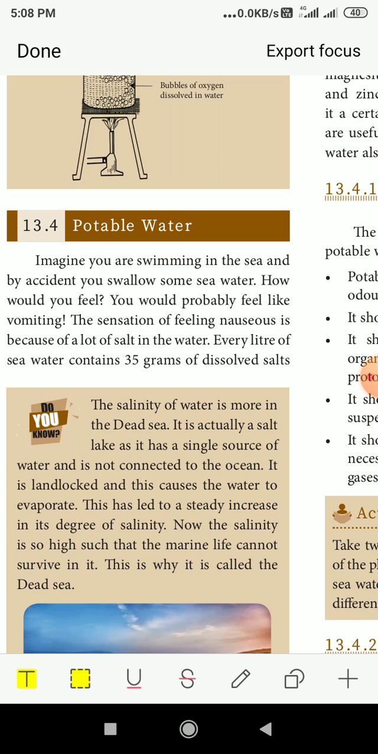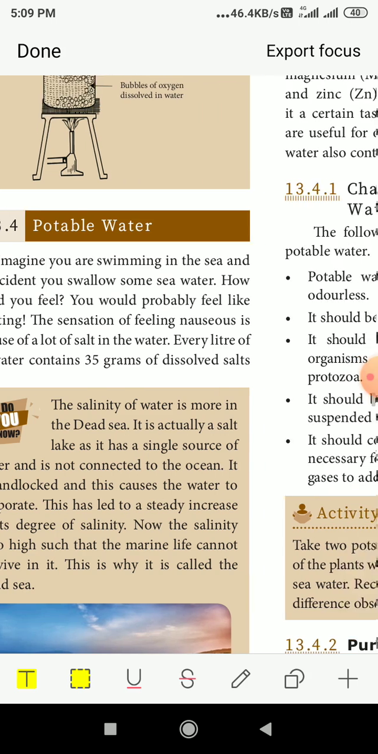Imagine you are swimming in the sea. By accident you swallow some of the sea water. What do you feel? Sea water is salty in taste. So when you drink that salt water, it is not good for drinking. Fresh water can be used for cooking also, but sea water is not used for cooking. So potable water means water that is used for cooking and all domestic purposes.